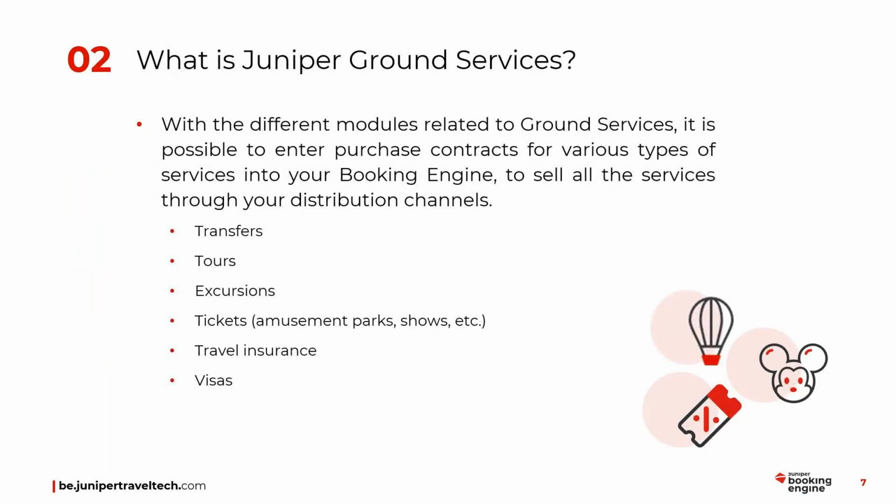With the different models related to Juniper Ground Services, you can enter your purchase contracts for different types of services into the Juniper Booking Engine, such as transfers, tours, excursions, tickets to amusement parks or shows, and, for example, travel insurance and visas. Once these products and services are created in the system, you can start distributing and selling them through your contracted distribution channels.